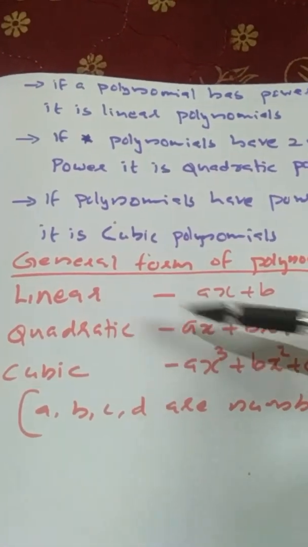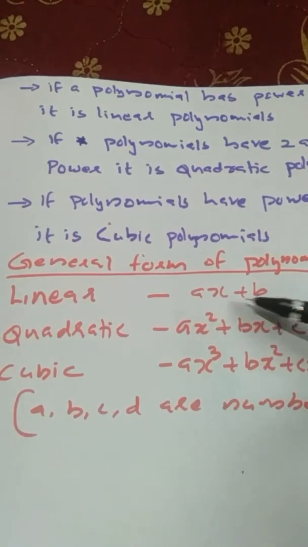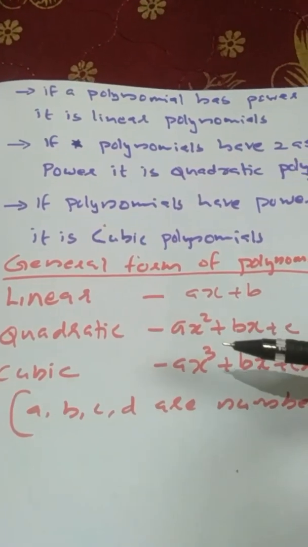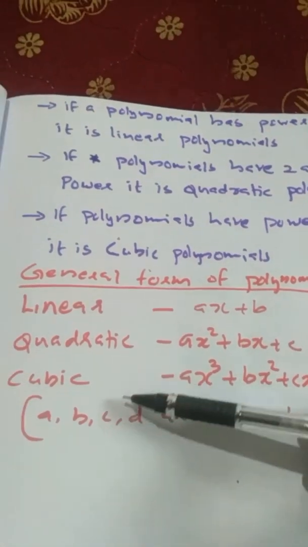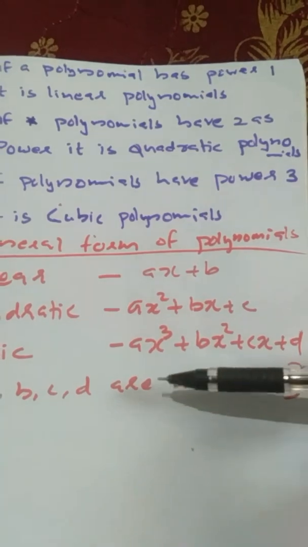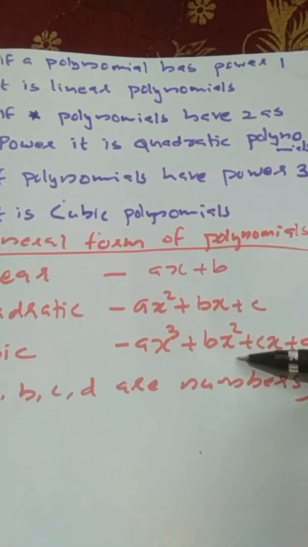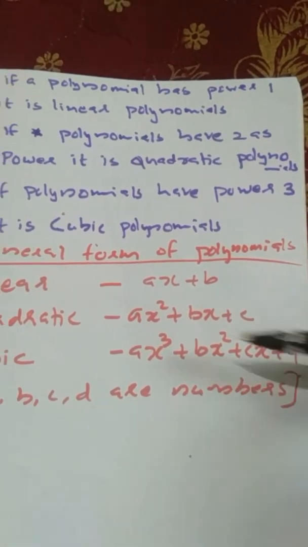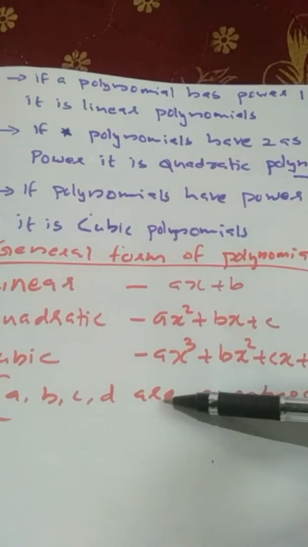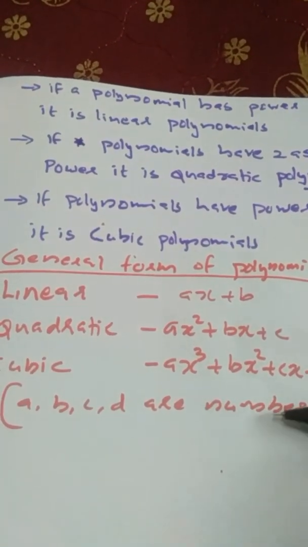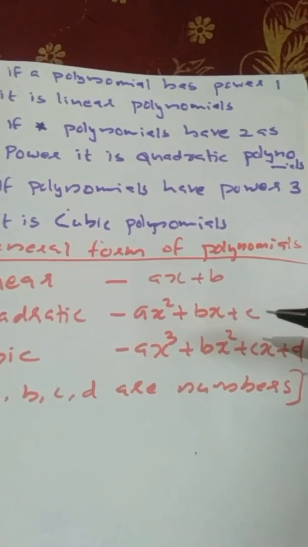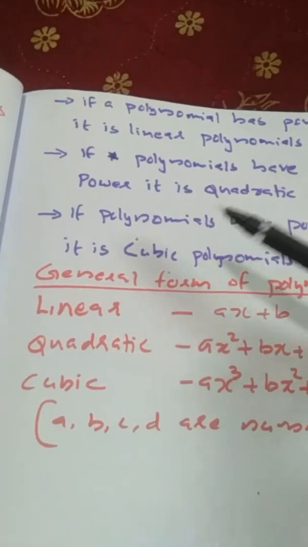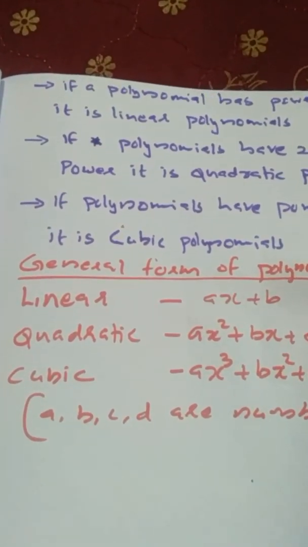First one, linear polynomial is in the form ax + b. And quadratic polynomial is in the form ax² + bx + c. And cubic polynomial is in the form ax³ + bx² + cx + d. Here a, b, c, d can be natural numbers, real numbers, negative numbers, fractions, decimals, everything. So these are the types of polynomials. Got it? We have to discuss these exercises.